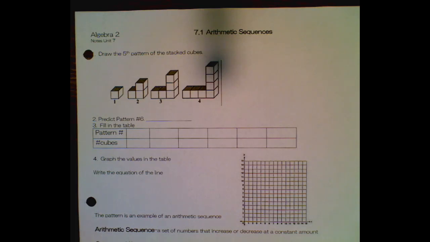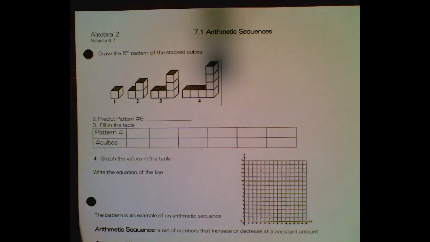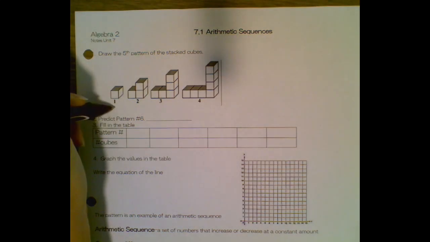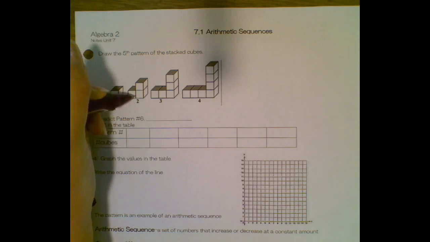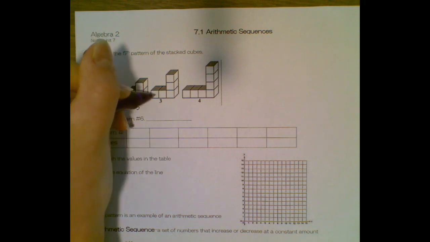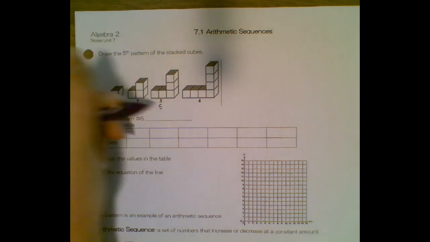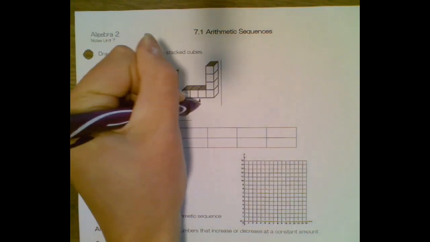Today we're going to talk about arithmetic sequences. Number 1 says draw the fifth pattern of the stacked cubes. So let's look here. We have one cube here. For the second one we have 3 cubes. For this third pattern we have 1, 2, 3, 4, 5 cubes. For the fourth one we have 1, 2, 3, 4, 5, 6, 7 cubes.